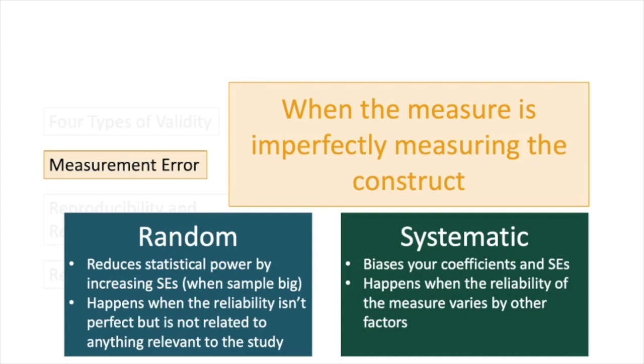That is important to remember: if you're worried about the measurement quality, the reliability of your measure, especially when it's in a predictor, it has the effect of actually reducing your statistical power, even more than just by increasing your SEs. So in some ways, it's like double the impact when it's in the predictor than when it's in the outcome.